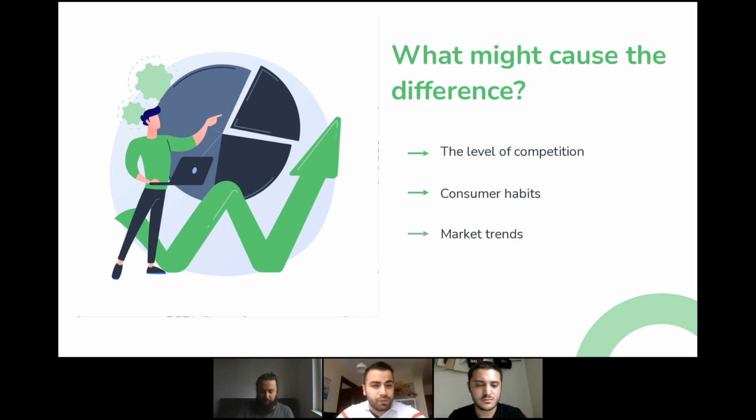So the consumer habits on different verticals are not the same all the time, and neither are the market trends. So if you own an e-commerce shop, you've got to be in sync with the trends happening in the market. Otherwise, you will be out of the competition in the long run.